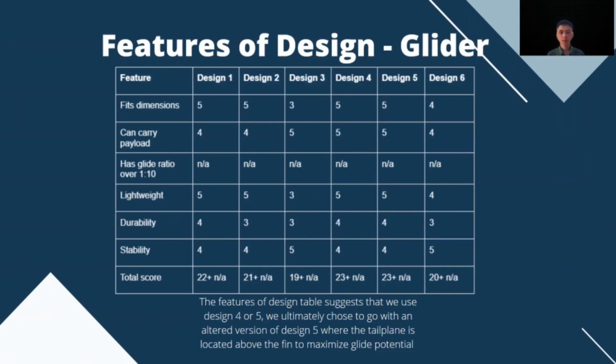So the features of design table suggest that we use design 4 and 5, but we ultimately chose to go with an alternative design of design 5 because the tail plane is located above the fin to maximize the glide potential. So from all of this design, the total score, the highest score of the design is in the fourth and the fifth, but we use the fifth one.